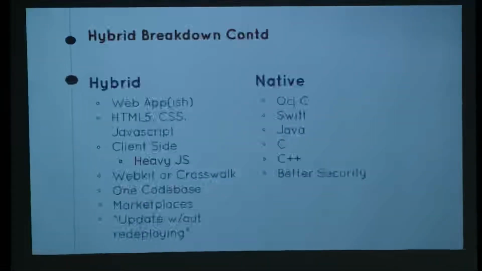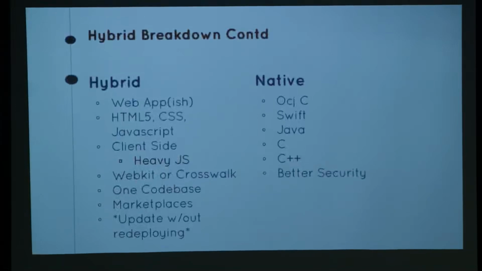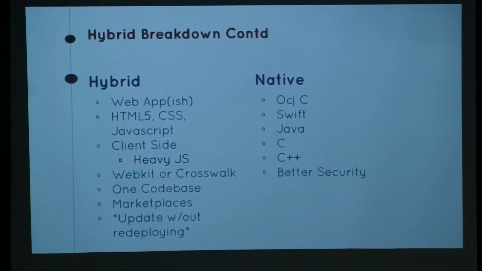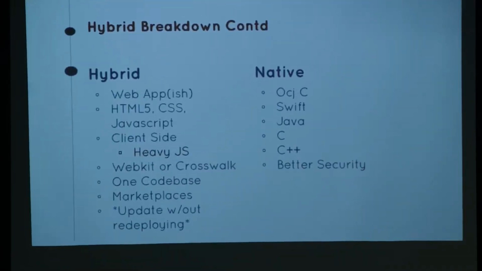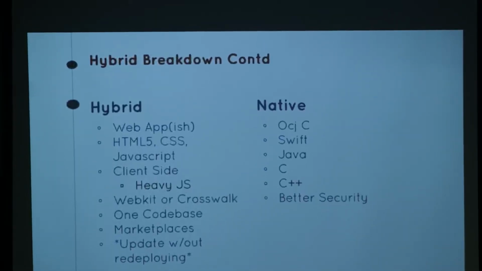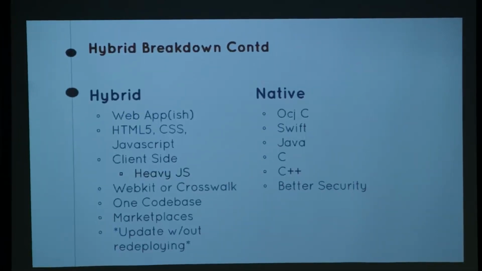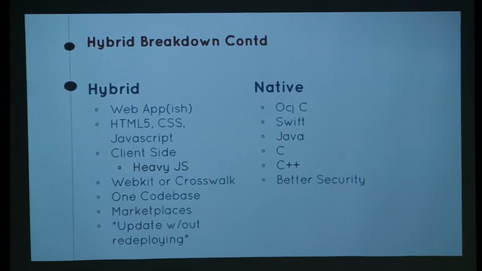So with native, generally you have better security because you have better control and you have access to the underlying hardware for the most part. Not that you don't with hybrid, but you don't have, let's say, access to the camera. For example, Instagram was once hybrid, and now it's native to have more control over the camera and editing features.